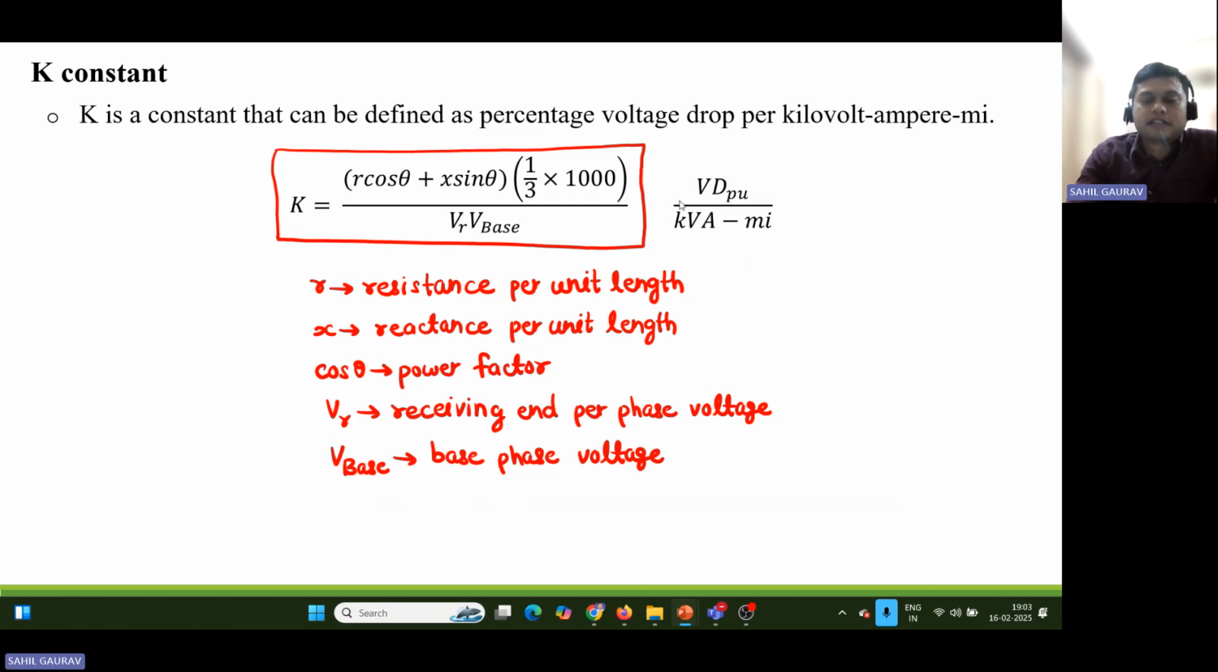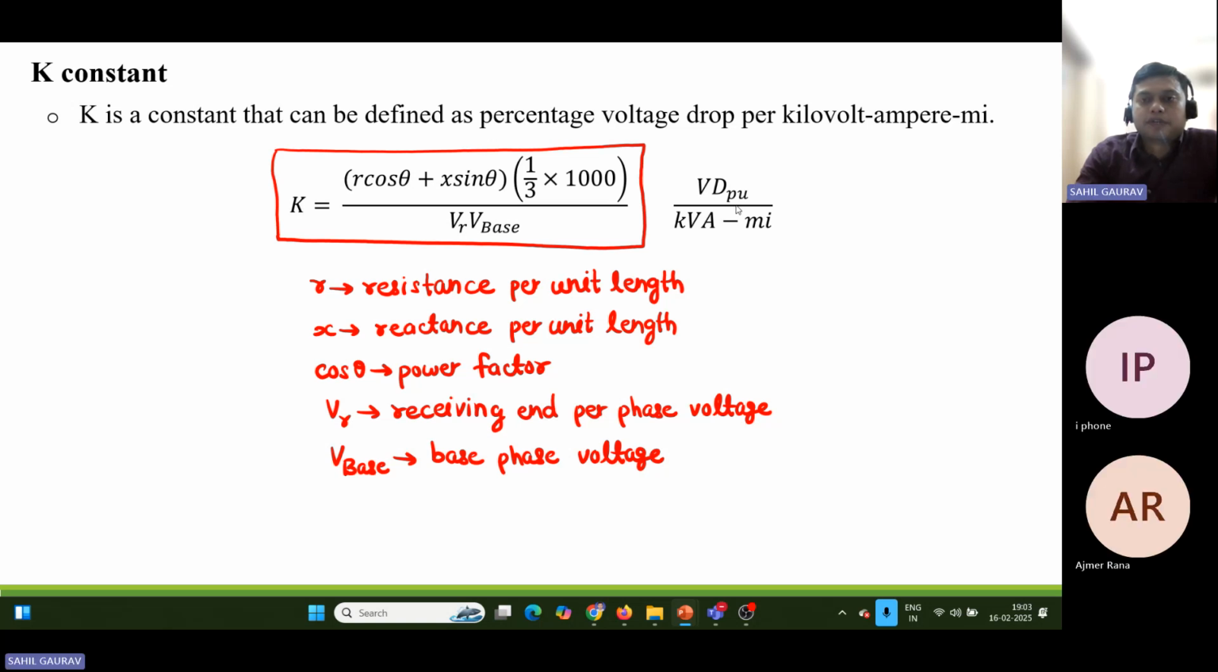So this unit is very important. If it is not multiplied by 100, then it is voltage drop per unit per kVA mile. If it is multiplied by 100, then it is percentage voltage drop per kVA mile. In the K constant, R denotes the resistance per unit length, X denotes the reactance per unit length, cos theta is the power factor, VR is the receiving end per phase voltage, and V base is the base phase voltage.